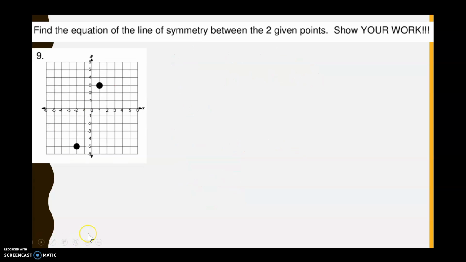Number 9, this is my line of symmetry. I have the points -2, -5, and my other point is at 1, 3.